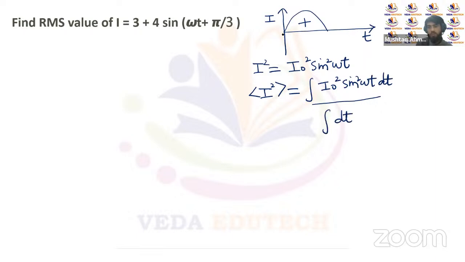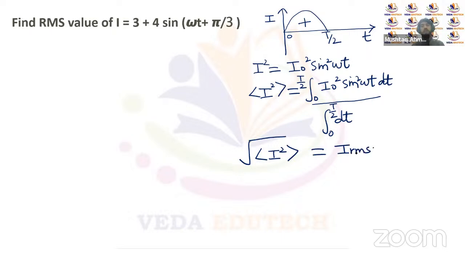Now the question is the limits. Since we're calculating for the half cycle only, the limits will be from 0 to t by 2. So we'll change the limits to 0 to t by 2. Once you calculate this integral, take the root of this function, the average of the square of this current. Taking the root, we'll get the value of the IRMS, root mean square current, for the limits 0 to t by 2.